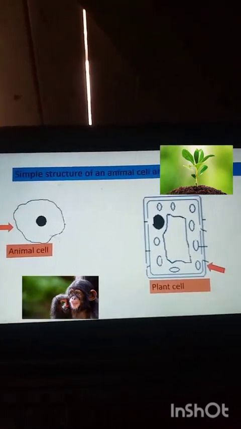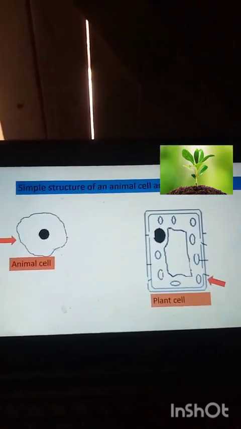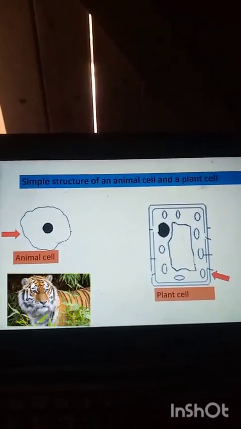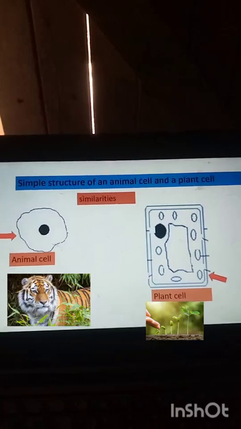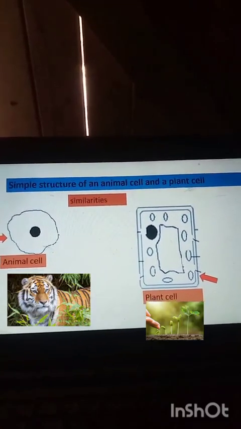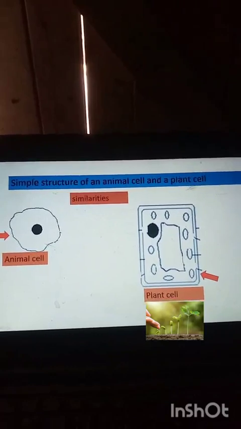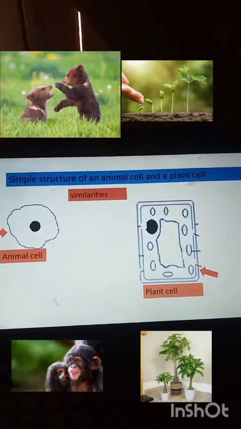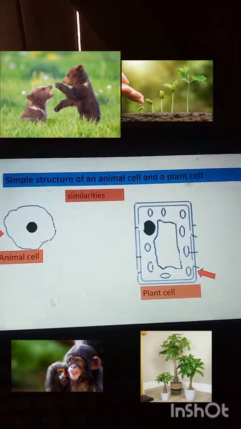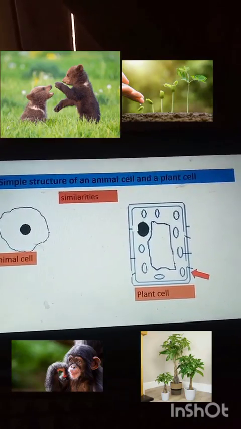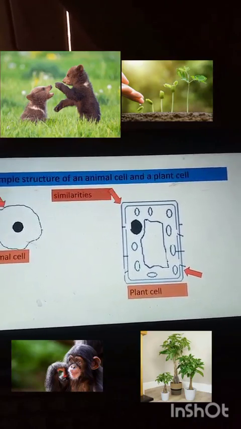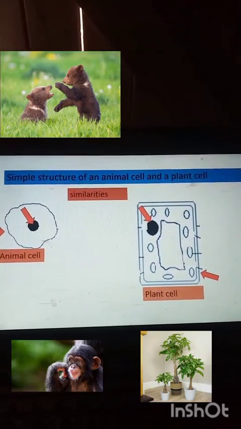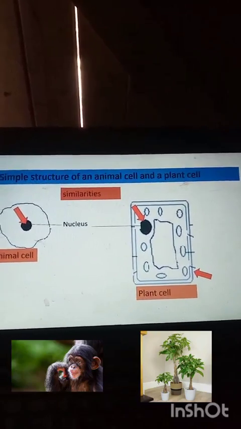Now, we are going to look at the similarities between an animal cell and a plant cell. What similarities can we see? As you can observe, both cells, a plant and an animal cell, have got the nucleus. That is simply the nucleus here.